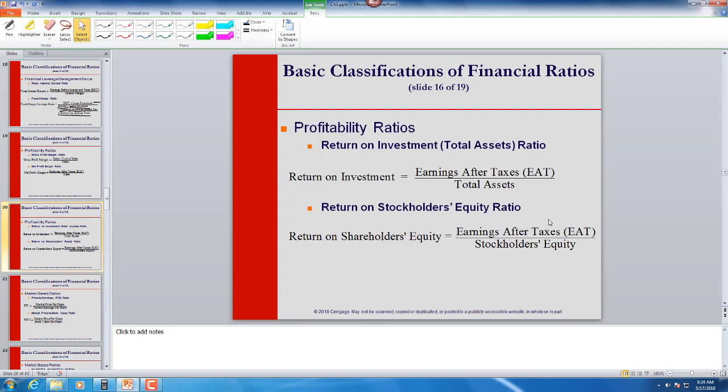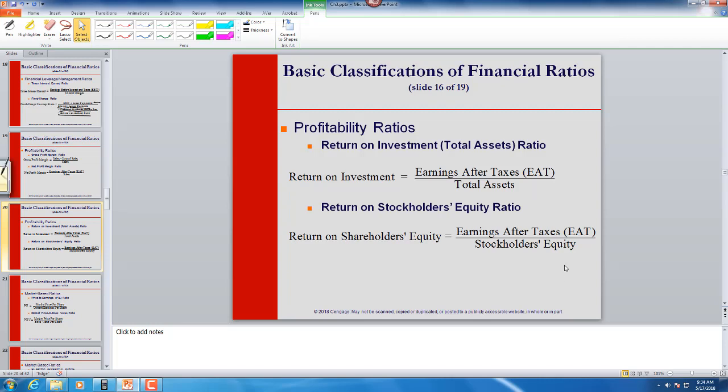Profitability ratios: return on investment or total assets ratio, earnings after taxes by total assets. Earnings after taxes by total assets gives you return on investment ratio. Then return on shareholders equity ratio is earnings after taxes by shareholders equity.